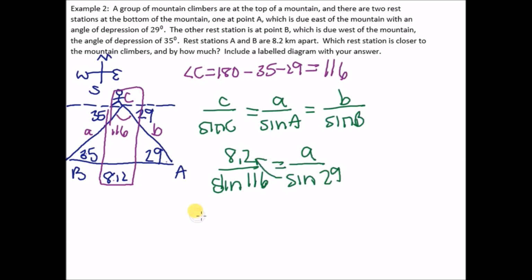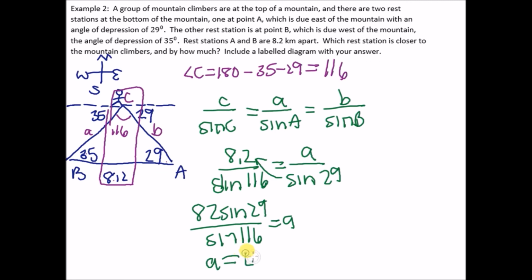So all we want to do is bring that up. We're going to get 82 sine 29 over sine 116, and that's going to equal A, and we can put that in our calculators in one shot. So we get 82 times sine 29 divided by sine 116, and we get 44.2. And that's going to be kilometers.